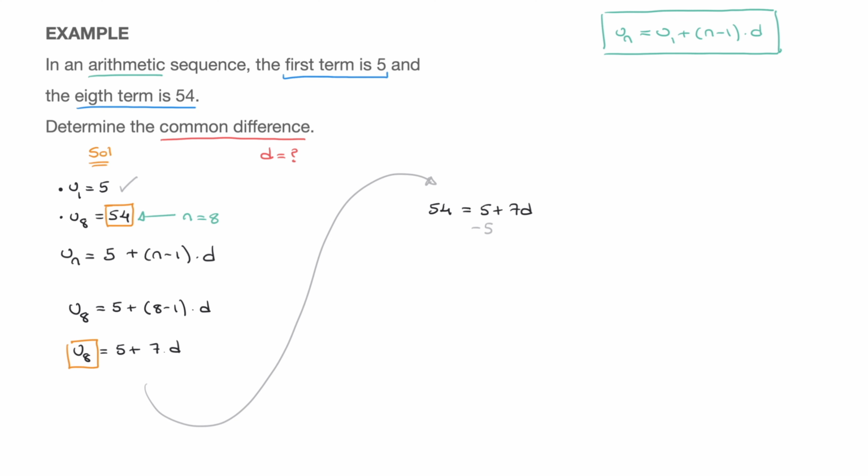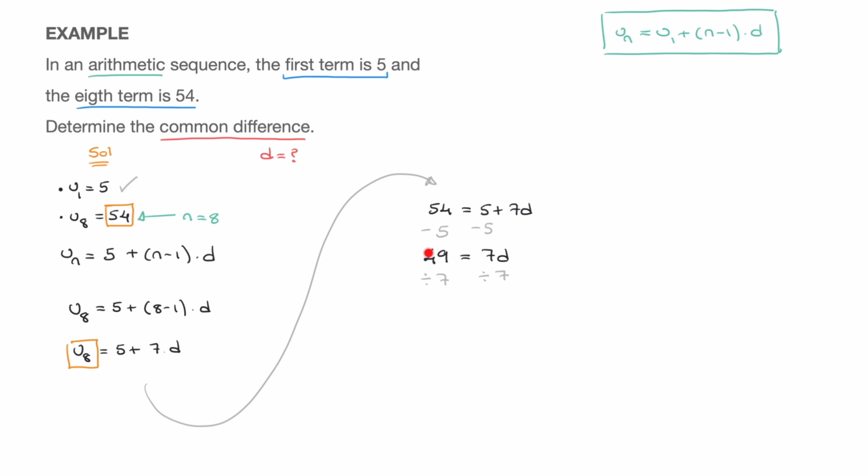But of course, anything I do on one side of the equation, I must do on the other, so I subtract 5 from the left-hand side as well. And so this becomes 54 minus 5, which is 49, and that's equal to 5 minus 5, which is 0, plus 7d. And so 0 plus 7d, of course, that's just equal to 7d. Last but not least, since we have 7d here, that means 7 times d, and so to get rid of this 7, we're going to divide that right-hand side by 7. And as always, I must do the same on the other side of the equation as well.